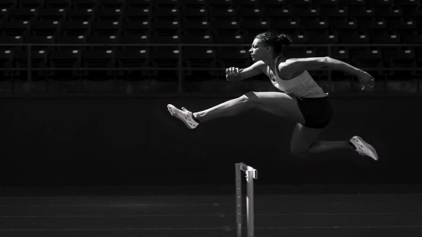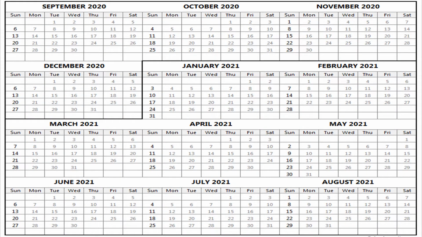The relative age effect highlights that there are more elite athletes born in the early months of the year than elite athletes born in the later months of the year, as stated by Cobley and colleagues in 2009.